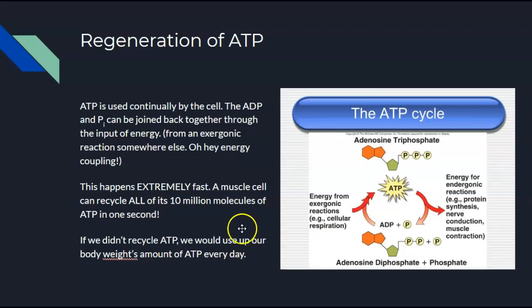Like this graphic over here says, a muscle cell has about 10 million molecules of ATP, and it can recycle them all in 1 second. That's how much it uses, but that's how fast it can regenerate too. If we weren't able to regenerate our ATP, we would have to eat our body's weight of ATP every day. That's how much ATP your cells go through in a day.